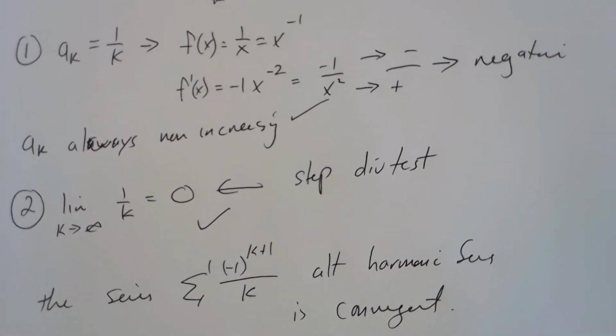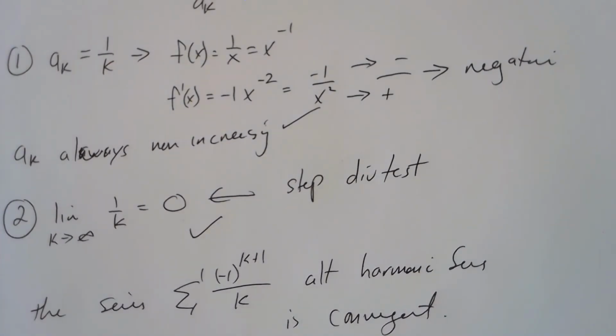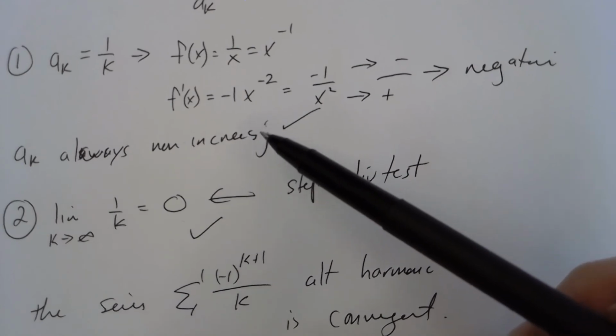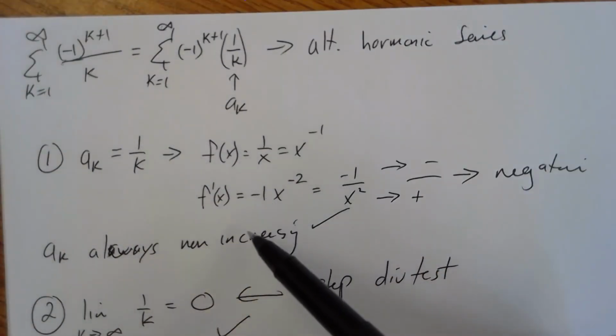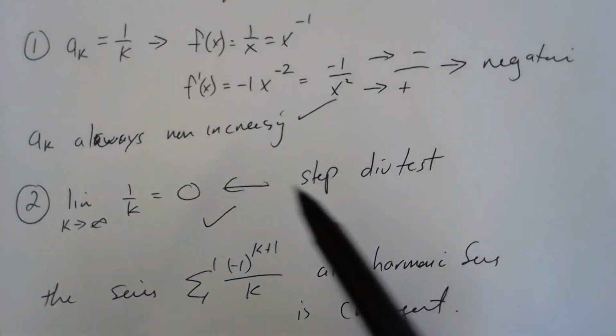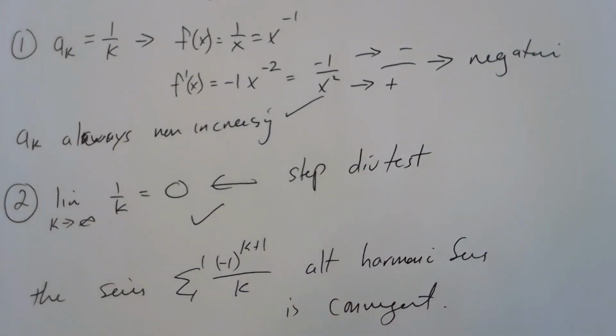And that's it. Again, you're just checking off two specific qualities. There's nothing else you have to do after that. You just have to make sure that the terms without the negative values are always non-increasing, and that the limit as k goes to infinity is equal to 0. And then you can conclude convergence. Otherwise, you conclude divergence.